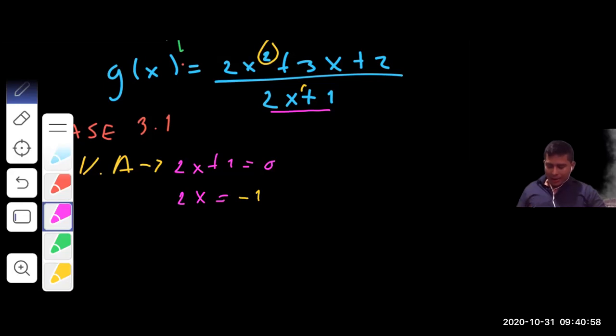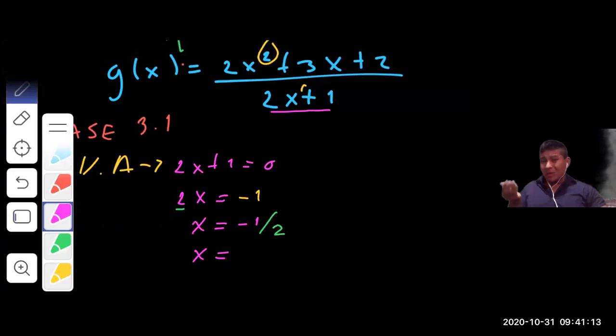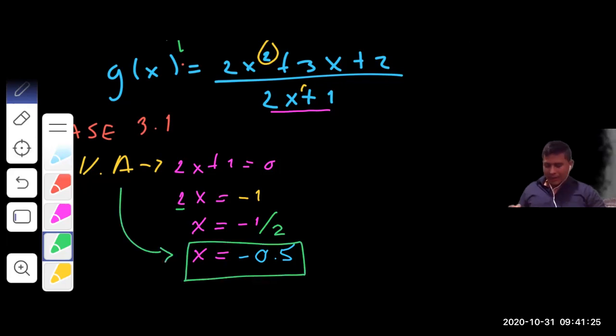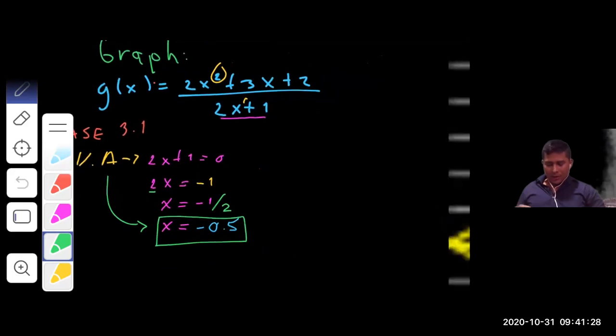I notice that x is not alone yet. This 2, which is multiplying, is going to be divided on the other side in all my terms. Finally, my x is going to be -1/2, and I need the decimal form. -1/2 in decimal form is -0.5. This is my vertical asymptote. Thank you, thank you, thank you.